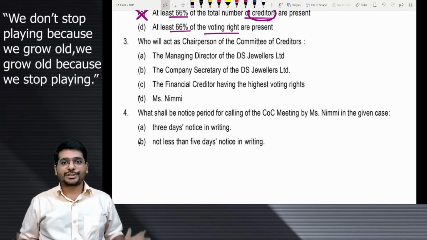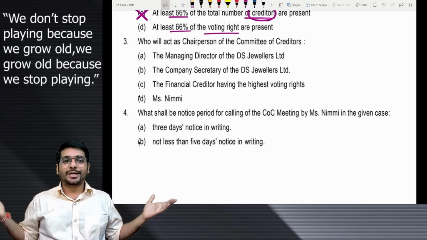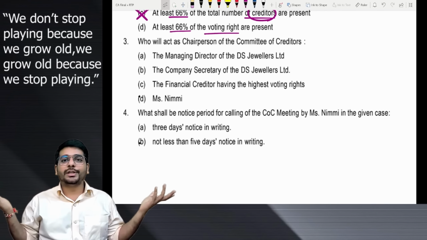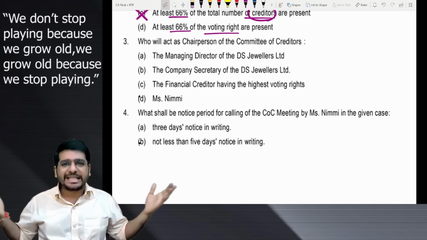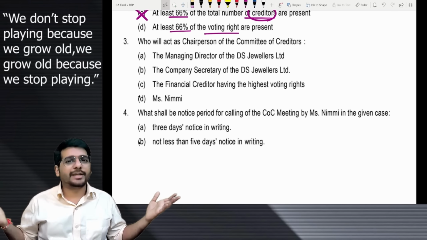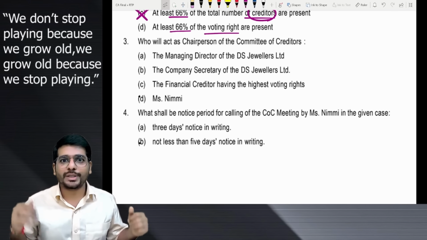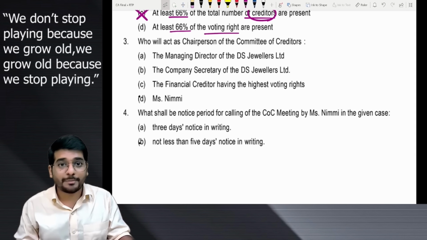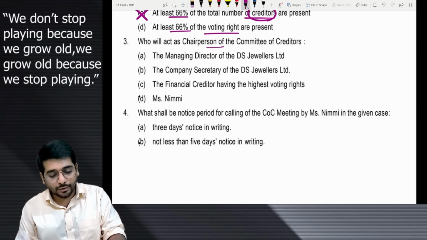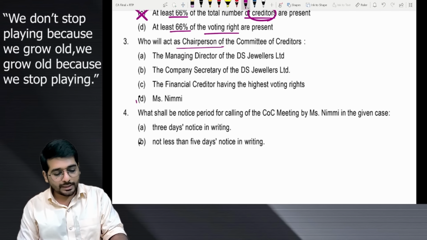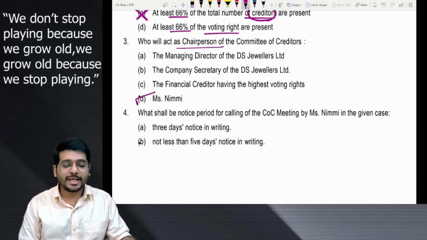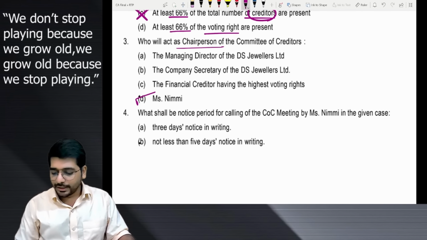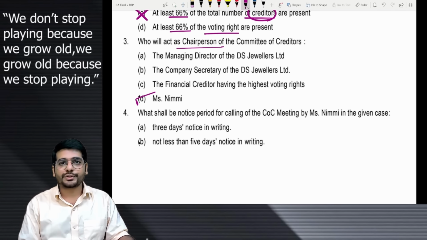So who is the boss? Board of directors? Absolutely not, because they are suspended. Creditors, they are plenty. I cannot appoint any one creditor to be the boss over here. It will be biased on my part. So who will be the chairperson over here in the COC? It will be the resolution professional. In our case, Miss Nimi itself will be the chairperson.